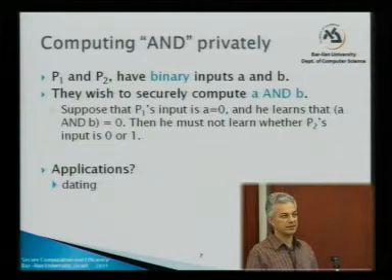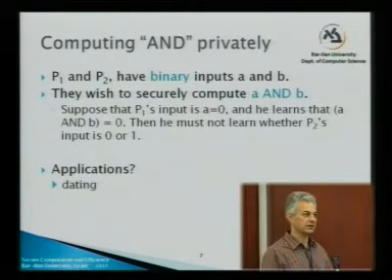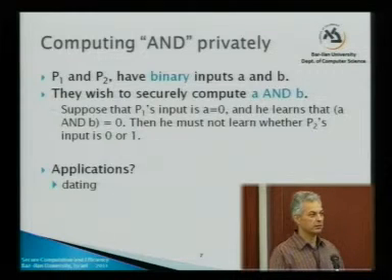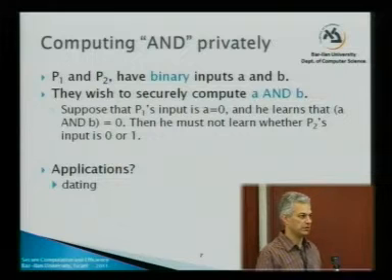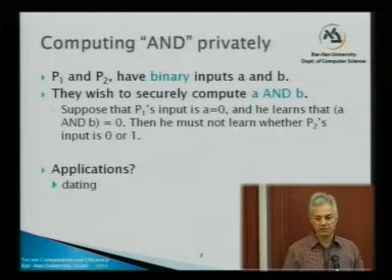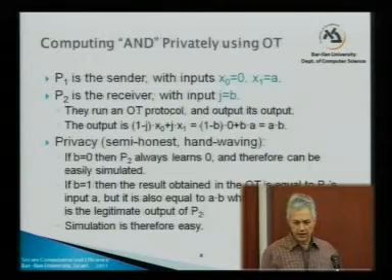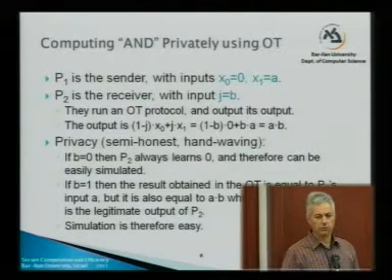But if Alice's input is 0 and the output is 0, then she doesn't know whether Bob's input was 0 or 1. So this is the privacy we should care about here. So this is like a basic function. And actually, Oblivious Transfer can be used to compute that function.